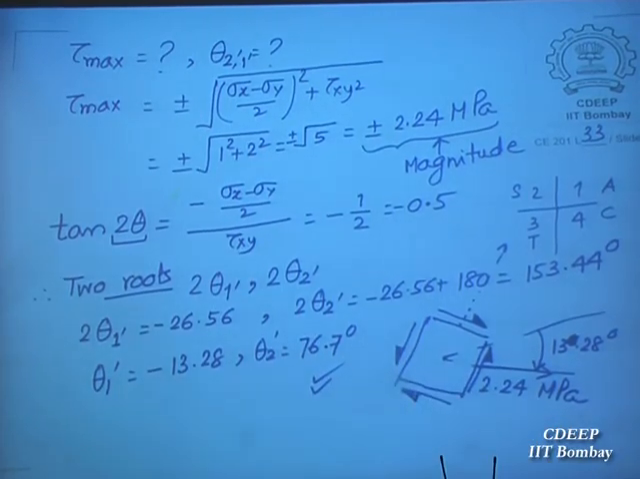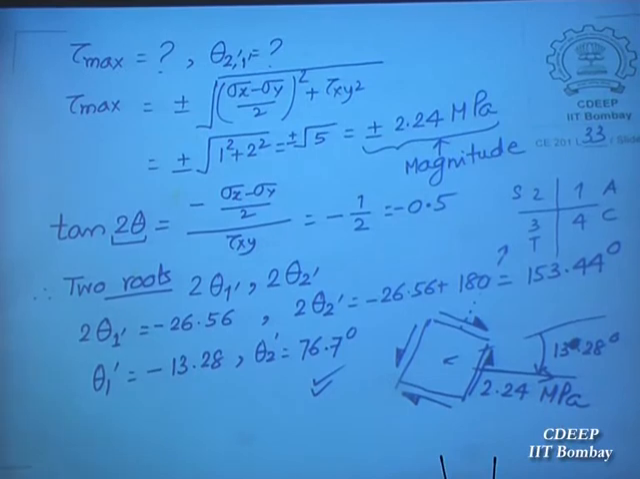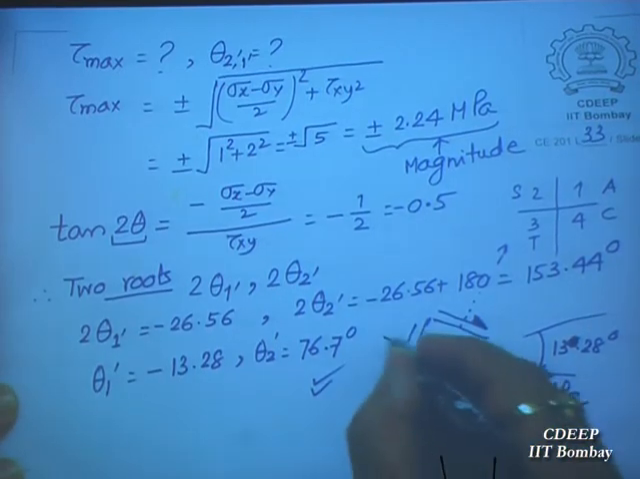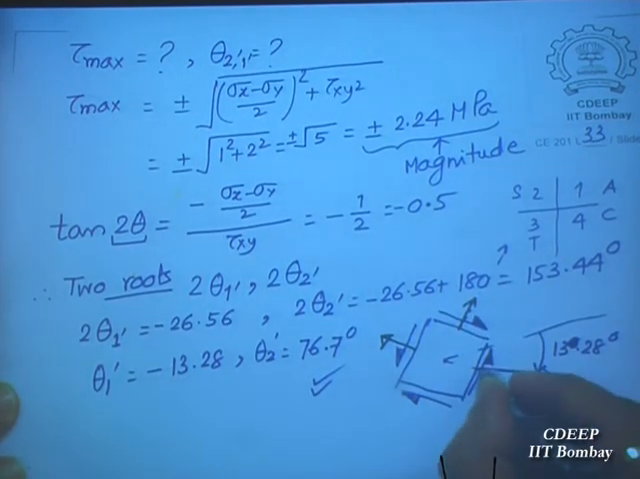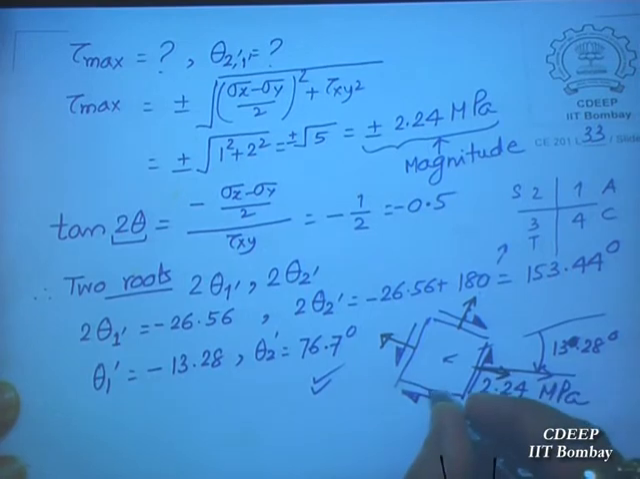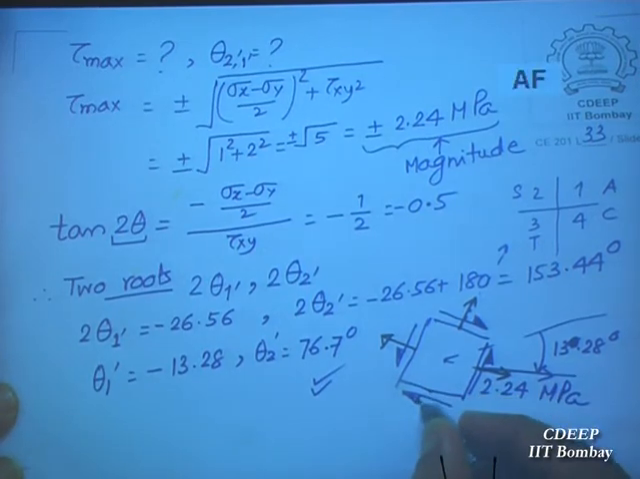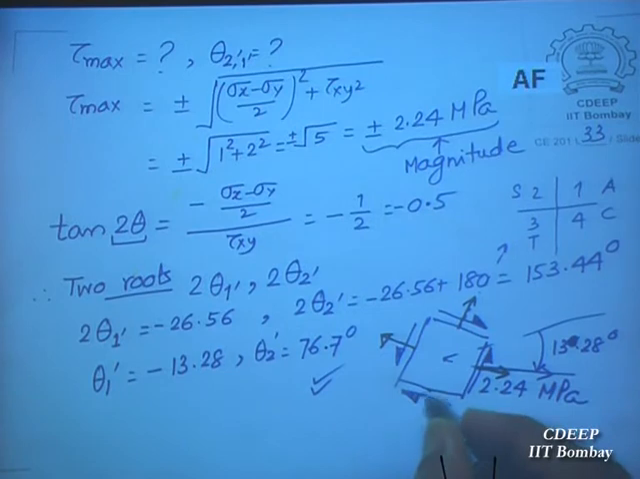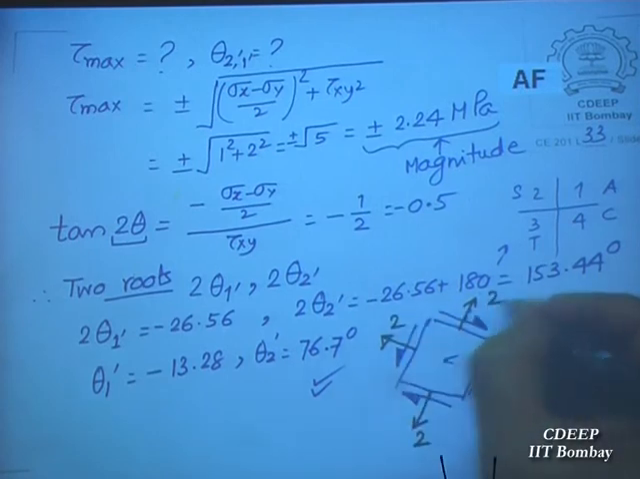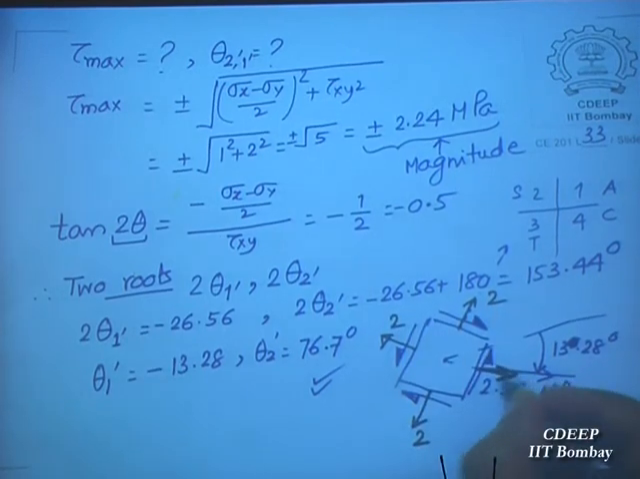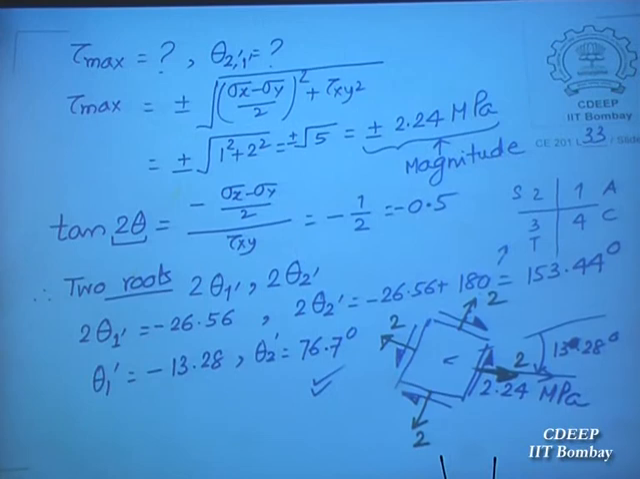And then find out what is the maximum, what is the normal stress acting. Normal stress, of course, is very simple. Normal stress will be half of sigma x plus sigma y. So that is 2 positive. So 2, everywhere 2. This one is 2. So then only it completes the status.